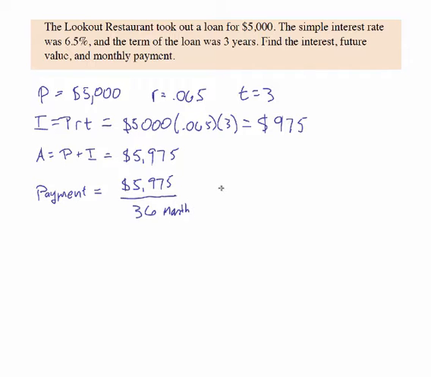We divide $5,975 by 36 months. And let's see, what do we get? That works out to be, rounded to the nearest cent, $165.97 per month.